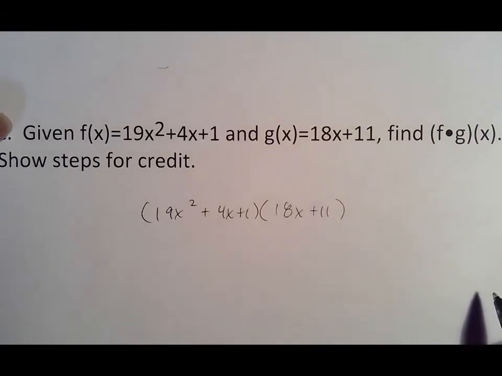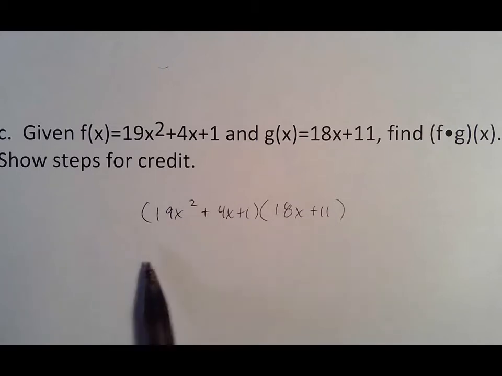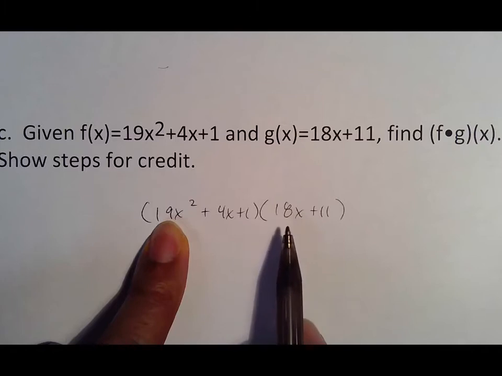And you work them out. Now, here's the thing. Pay attention to this, because this is where your answers are going to get crazy. There's two ways you can do this in your computer, because again, you will have to start out with this and also show your multiplication step. You can do 19x squared times 18.